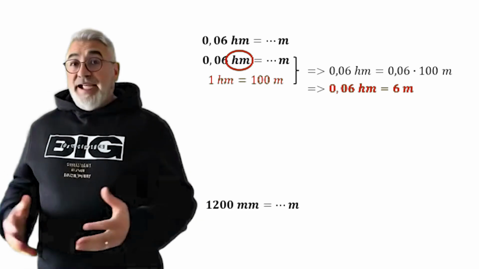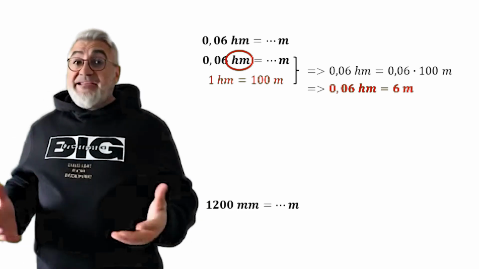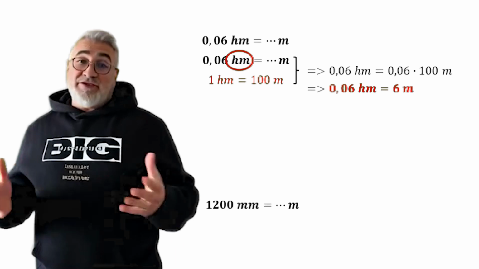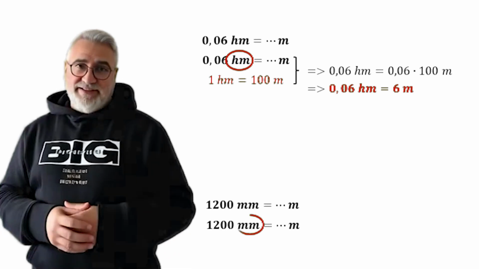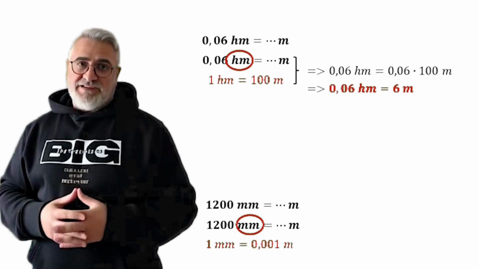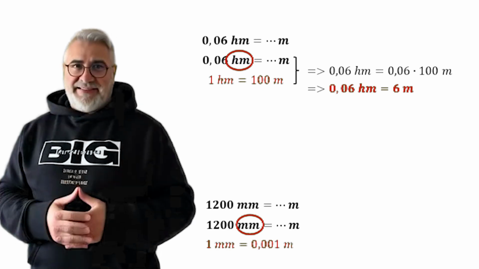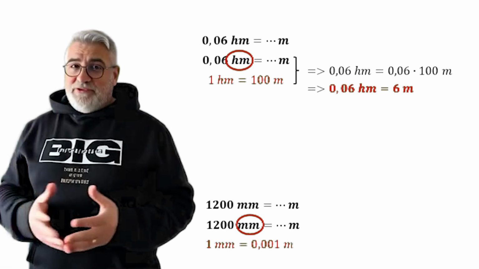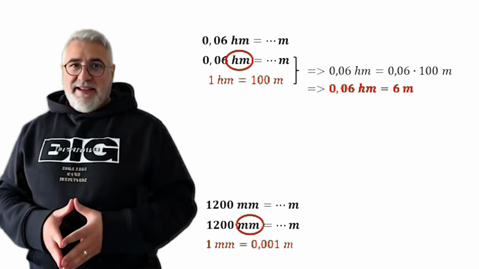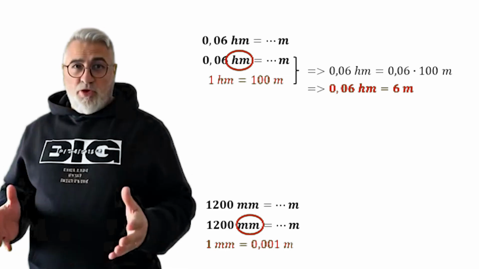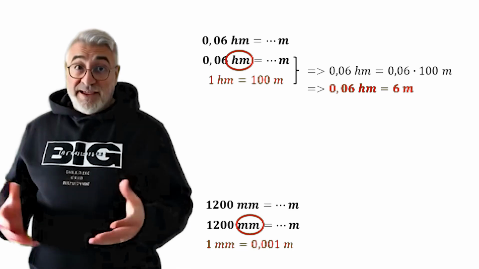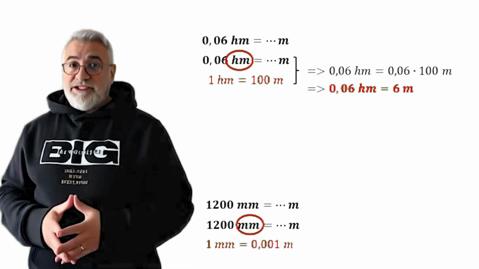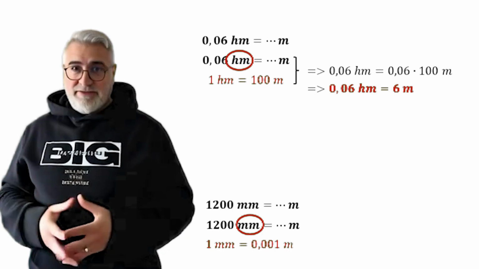Now let us move to the second conversion. We start with 1,200 millimeters, and we want to express this length in meters. Again, we focus first on the unit. The unit millimeter tells us that we are dealing with a very small length. We remember the relation between millimeters and meters. 1 millimeter is equal to 0.001 meters. This relation appears on the screen. 1 millimeter equals 0.001 meters.